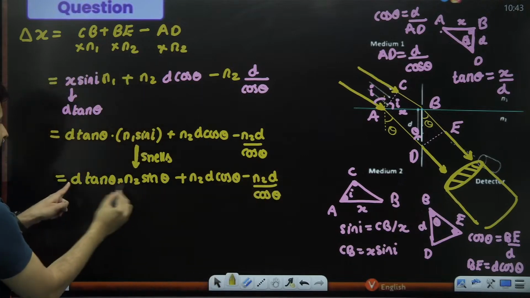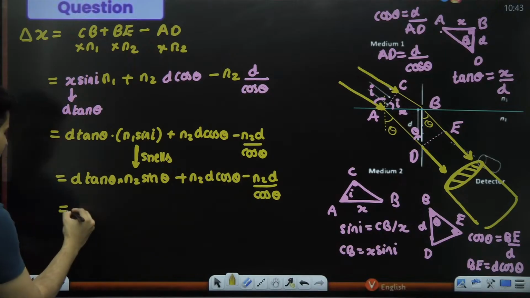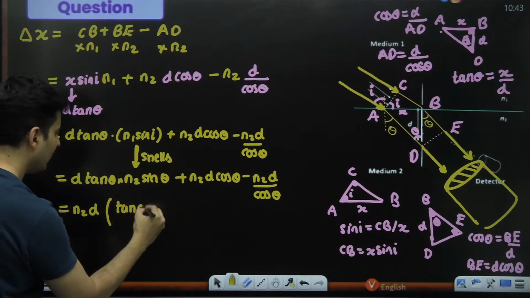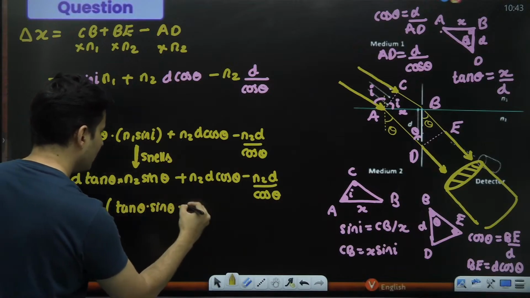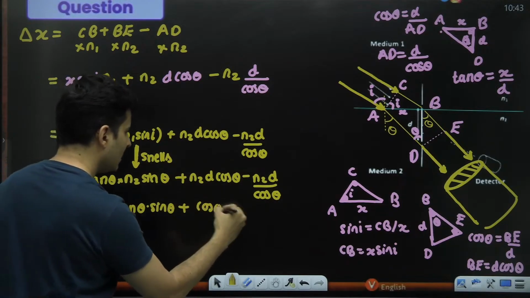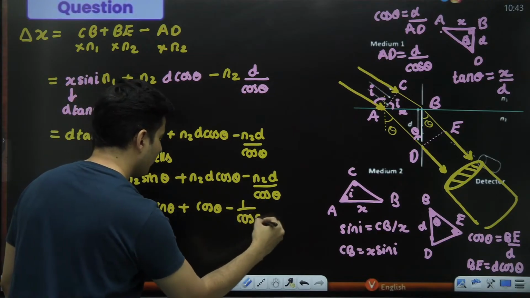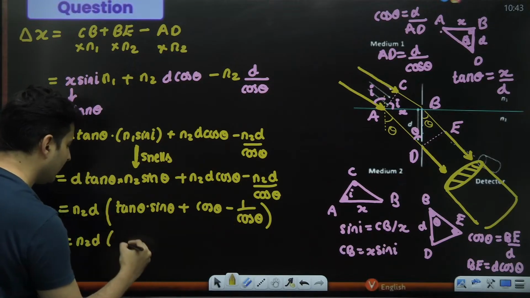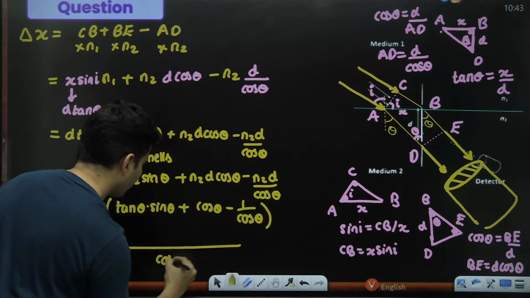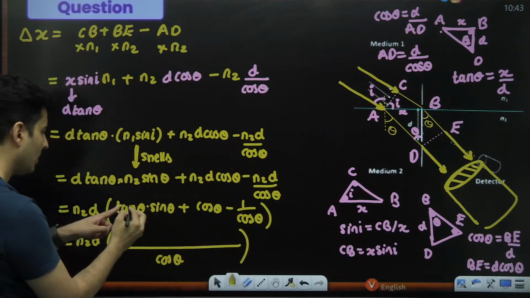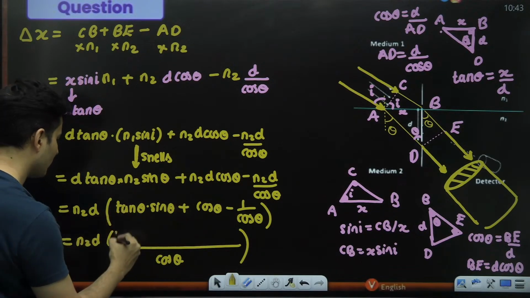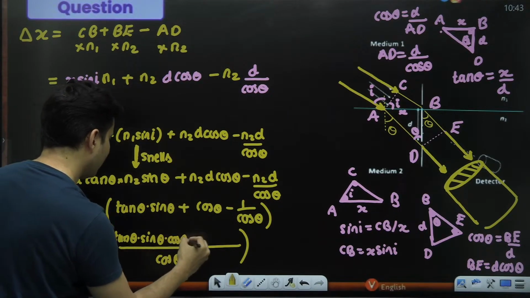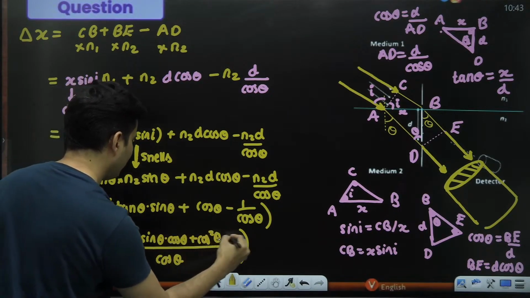I can see n2 and d as common, so let me take n2 and d as common. I'm left with tan theta multiplied by sine theta plus cos theta minus 1 by cos theta. So what will this be? n2 d, and I can take cos theta in the denominator as common: tan theta into sine theta into cos theta, plus cos square theta, minus 1.